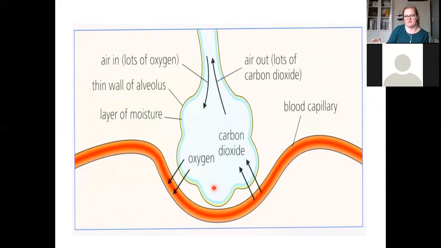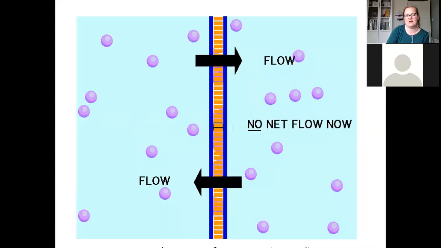but there are huge differences. We have a layer of moisture around the outside of the alveoli, and we've got this blood capillary running along here. And this is where we talk about net flow again. If we go back to diffusion and net flow, it's the net flow of the movement. So for gaseous exchange rate and concentration gradient, we need that net flow.